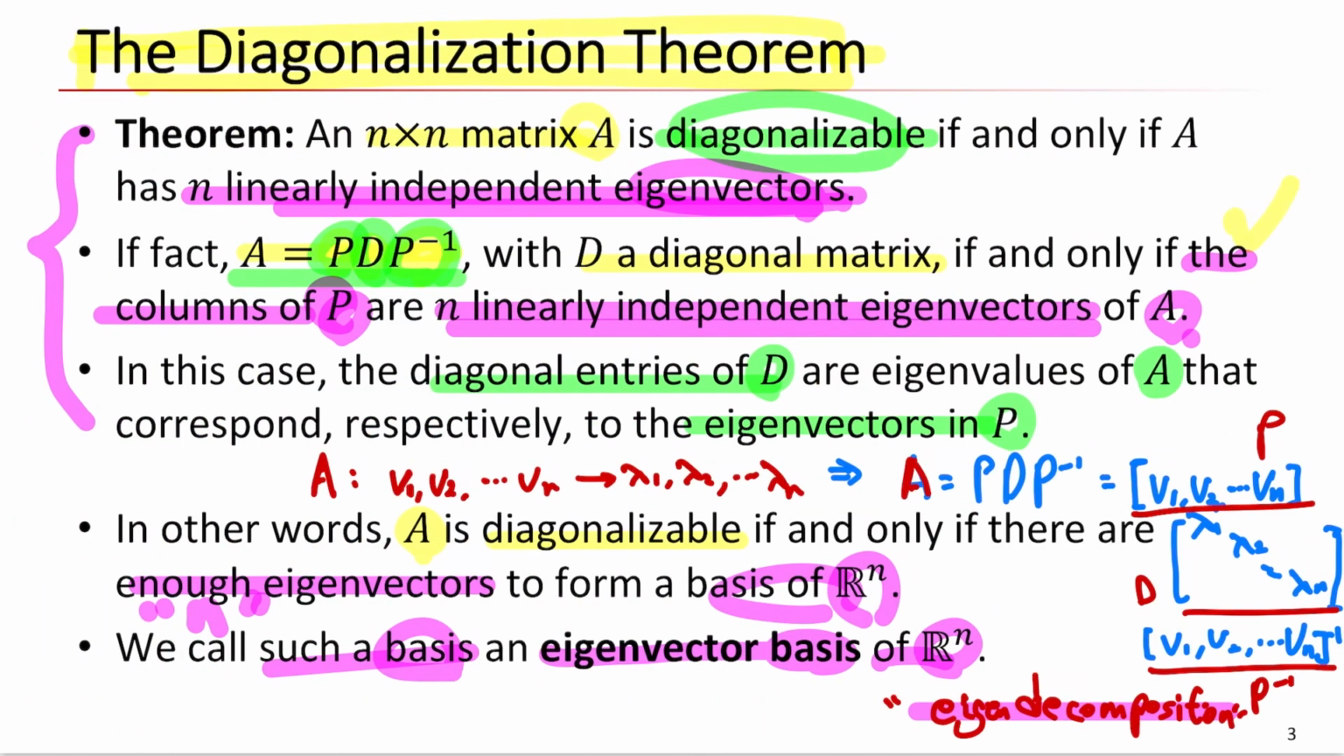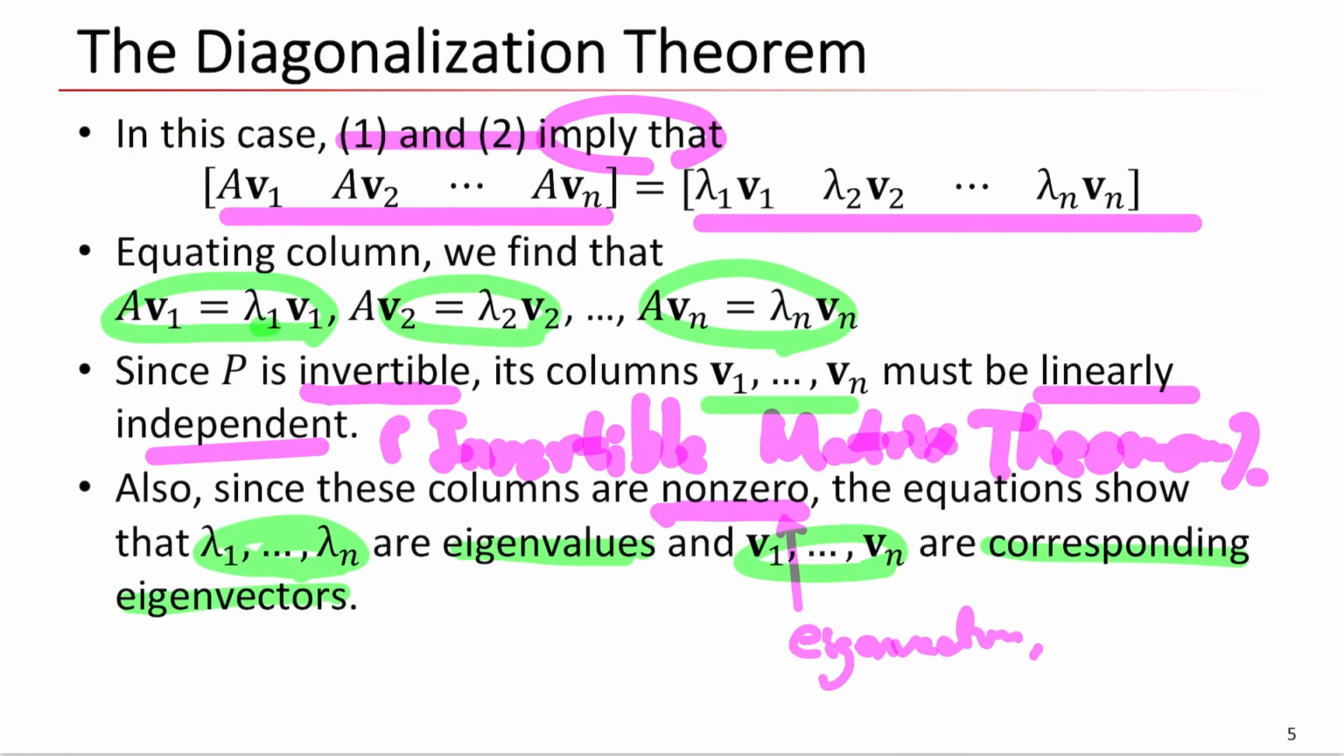So we can say that if the matrix A is diagonalizable as P times D times P inverse, the columns of P are n linearly independent eigenvectors, and the matrix D consists of the eigenvalues corresponding to the eigenvectors, right? So yeah, it is that.